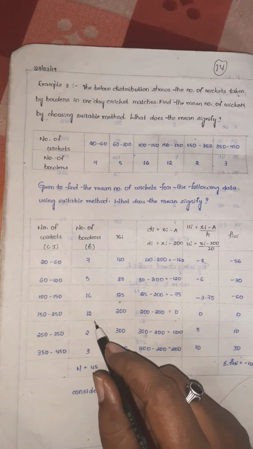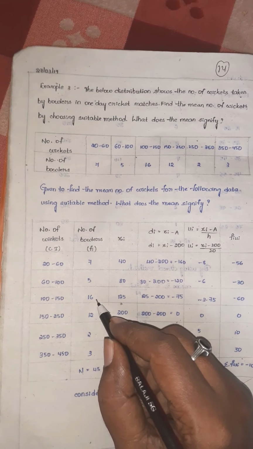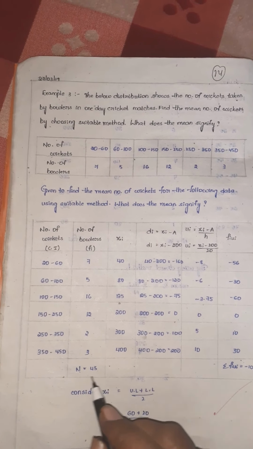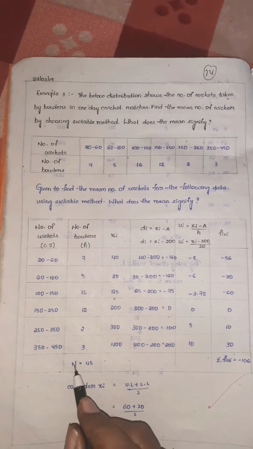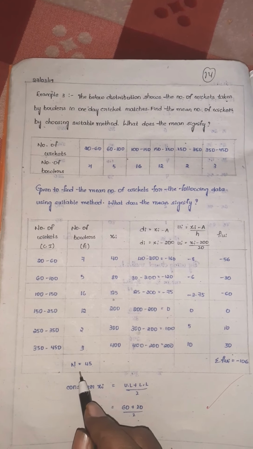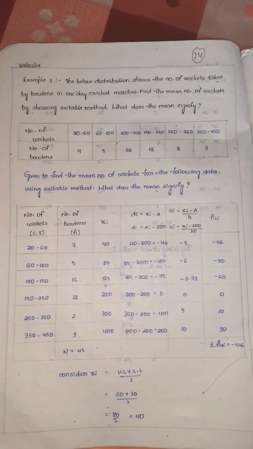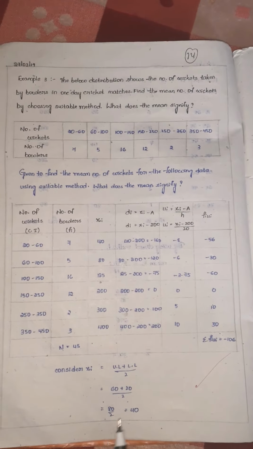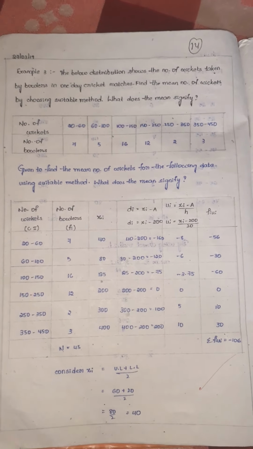3 plus 2 is 5, 5 plus 2 is 7, 7 plus 6 is 13, 13 plus 5 is 18, 18 plus 7 is 25, 25 plus 20 is 45. Some people will say this is sigma fi also, one and the same: capital N or sigma fi or summation fi, one and the same. Next column, we have to calculate xi by using this formula. Why? Because we have to convert into ungrouped data.